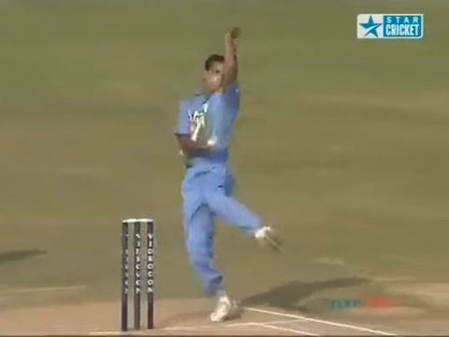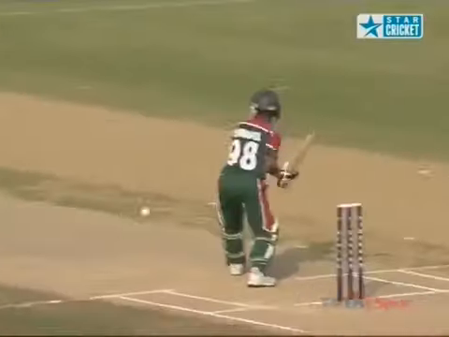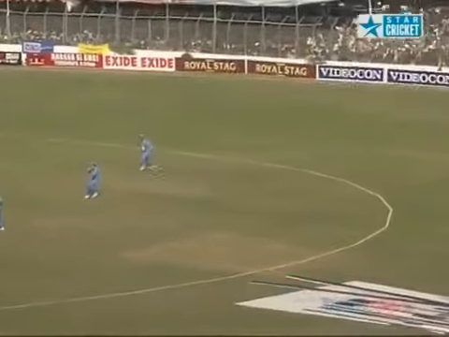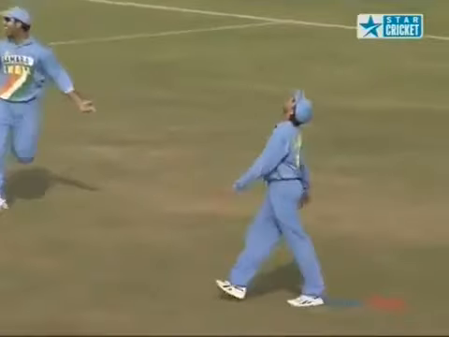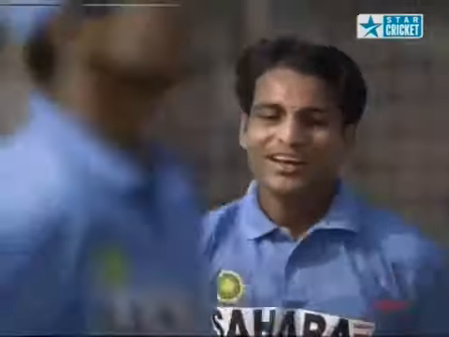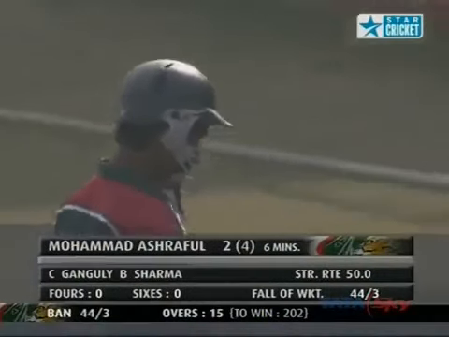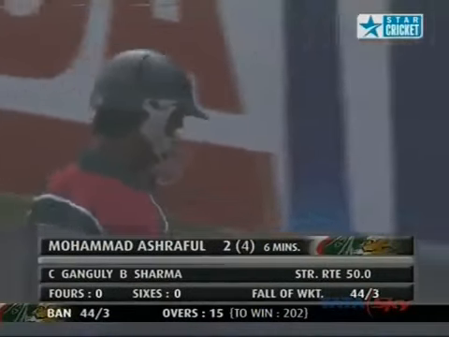Joginder Sharma must be a very happy man. He just picked up Mohammad Ashraful. A lazy stroke, he's just come into bat. And a straightforward catch in the gully. Saurav Ganguly picks it up easy, so he has to go back to the pavilion. First wicket, much elated, Joginder Sharma. So he departs for 2. It's 44 for 3.